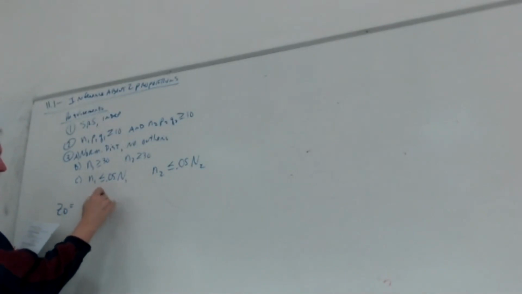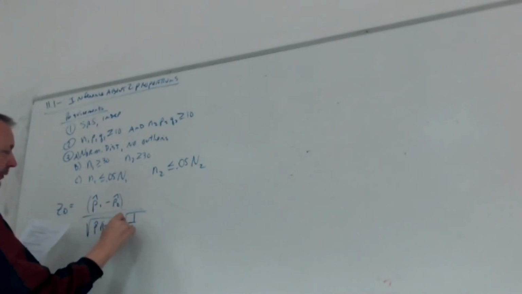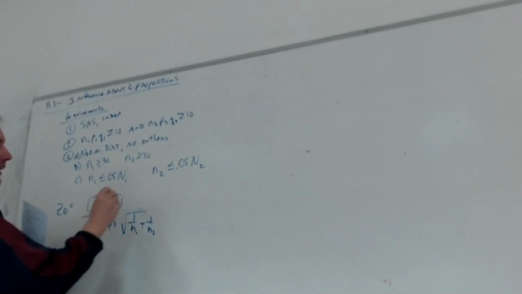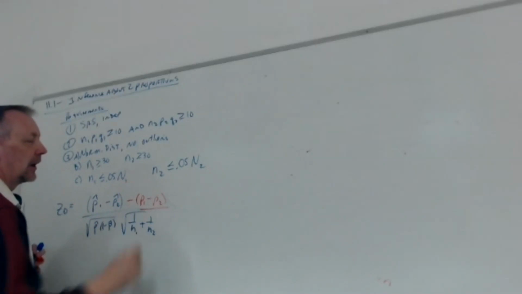Now, in the book, here, I'm going to draw it this way. p1 hat minus p2 hat. I'm going to write it this way. I'm going to tell you why it's a little different than what you have in the book or on your formula sheet. Over the square root of p hat times 1 minus p hat times the square root of 1 over n1 plus 1 over n2. Now, in your formula sheet, it's going to have minus p1 minus p2. And you may say, well, why didn't you include that on yours?